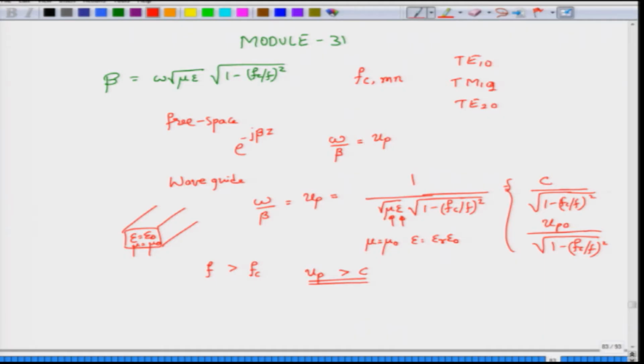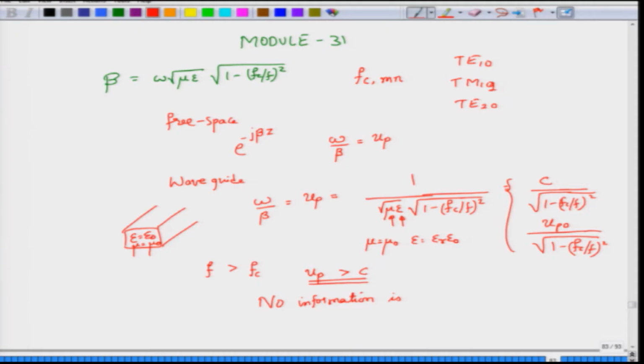So, how is it that we can reconcile the two statements that the phase velocity is greater than c, but does it also mean that we can signal or send information from one point of the waveguide to the other point of the waveguide at a velocity greater than c? No, it does not mean that. Please remember that no information is actually being conveyed by the phase velocity.